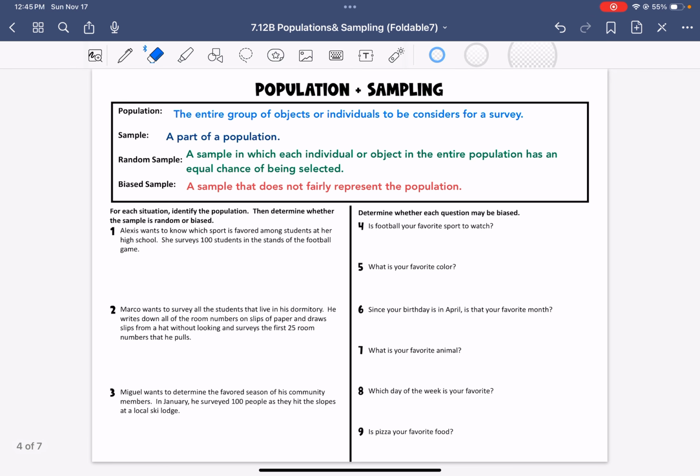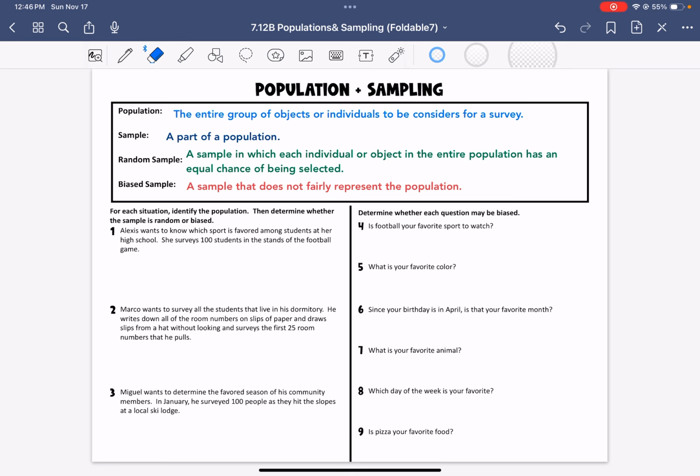Okay, so the population is an entire group of objects or individuals to be considered for a survey. So that means everybody. So the population of the city you live in, the population of the state that you live in, the population at school. A sample is just a part of that population. So if we use school and there's 3 different grade levels, a sample could just be one particular grade level.